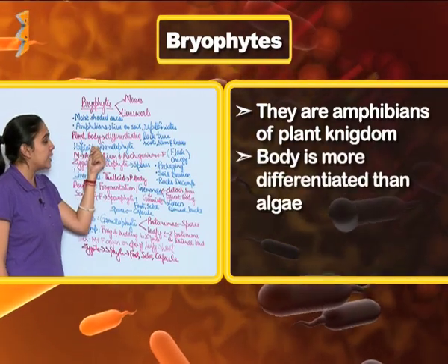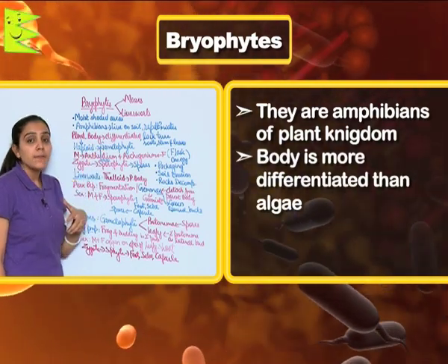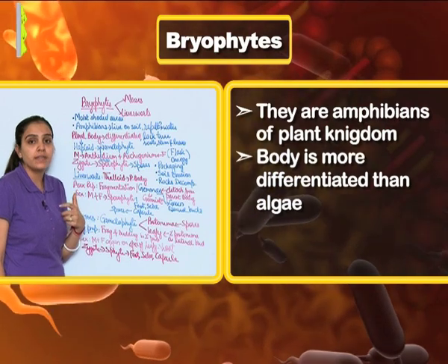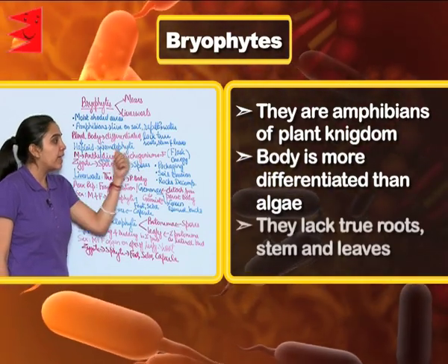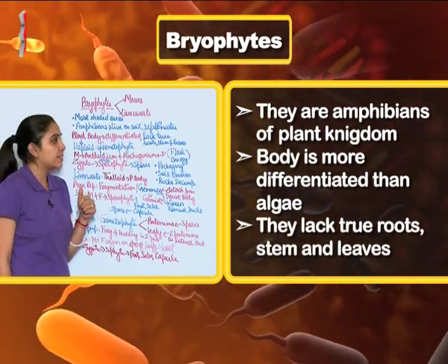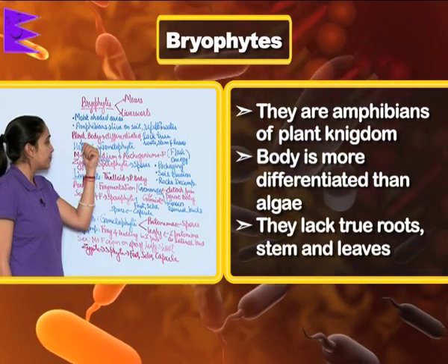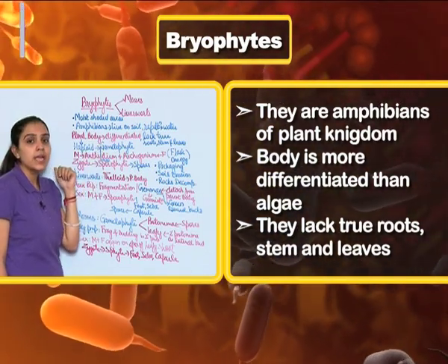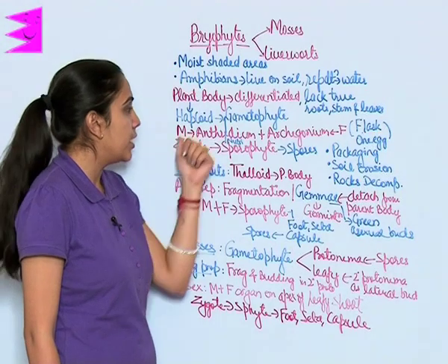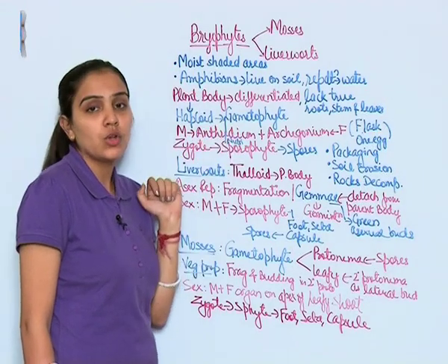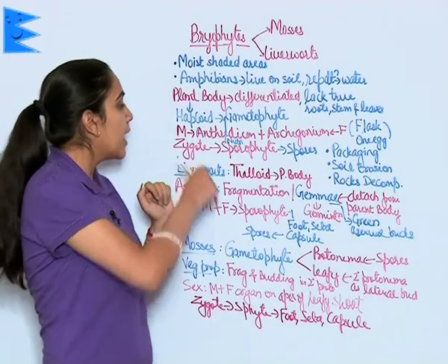Their body is more differentiated than the algae. They lack true roots, stem and leaves. The plant body is haploid in nature, which leads to formation of gametophytes.